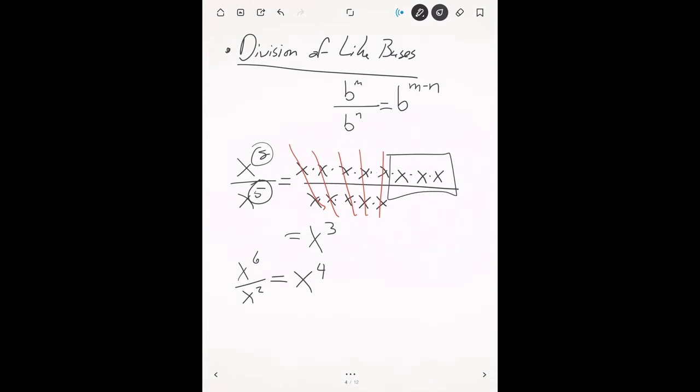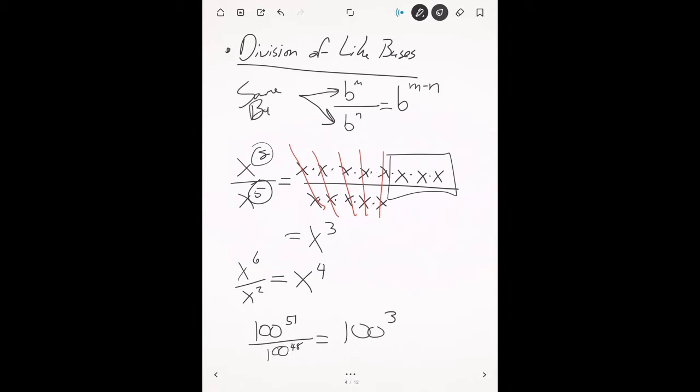Or if we have, let's take a really large number, 100 to the 51st over 100 to the 48. That's going to be 100 to the, let's see, 51 minus 48 is 3. So that's 100 to the third power, okay? That's the idea with the division of like bases. You have to remember, though, that the bases are the same.